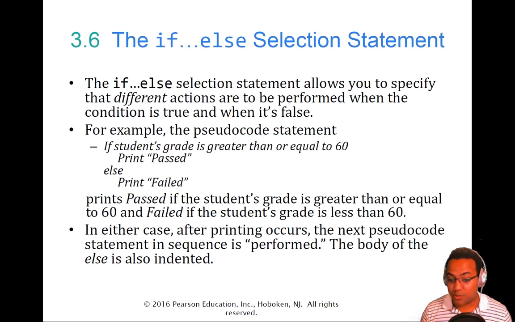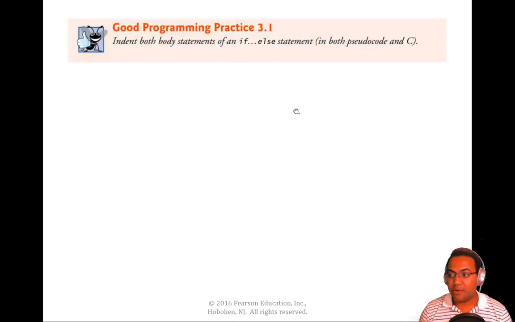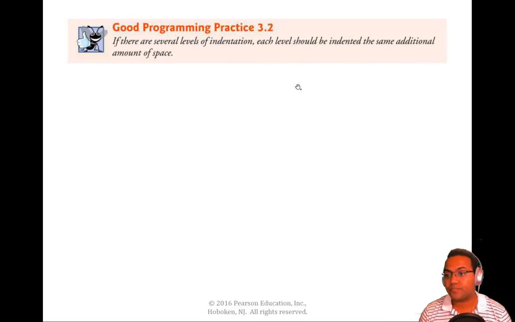The if else, we also spoke about this, is if the Boolean expression is satisfied, or if it's true, run the if and leave the if tree. If it is not satisfied, run the else and then leave the if tree. Indent both body statements of an if and else, both in your pseudocode and in C, to make it easier to read for yourself and for other people. If there are several levels of indentation, each level should be indented the same additional amount of space. Please, white space is so important. It makes things a lot easier to read, especially when you want me to debug your code.